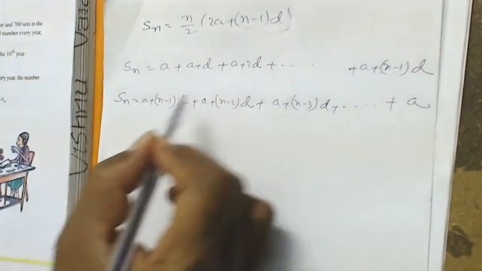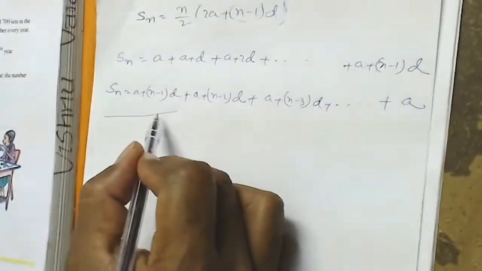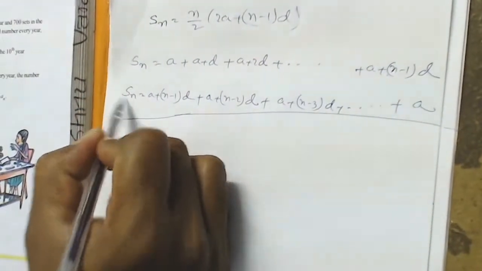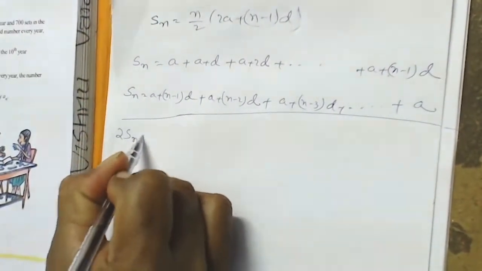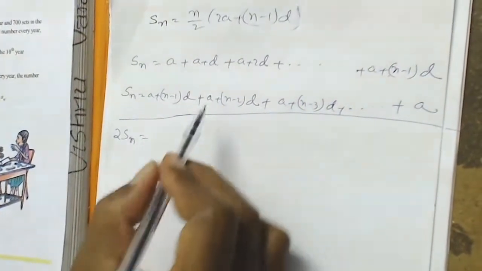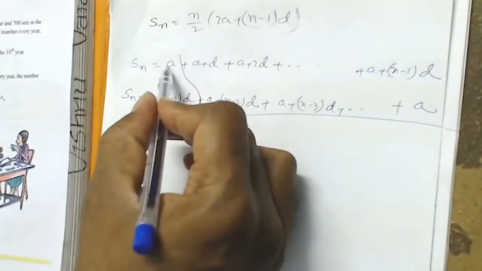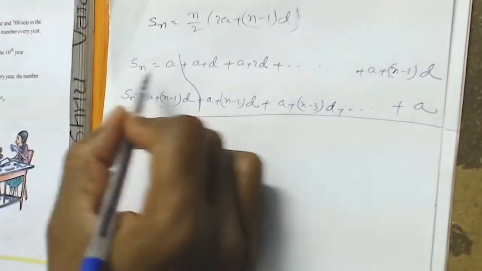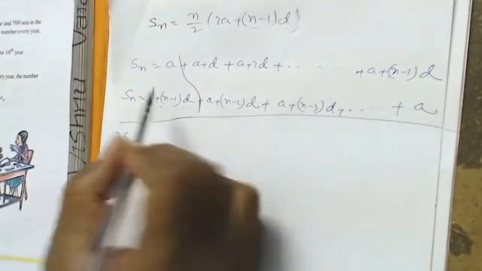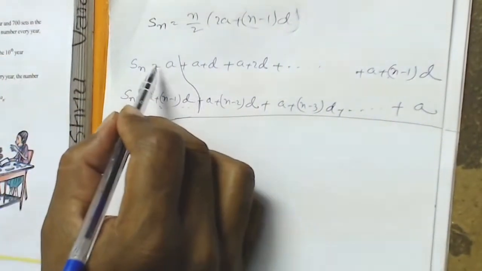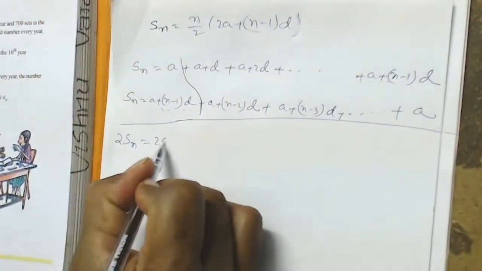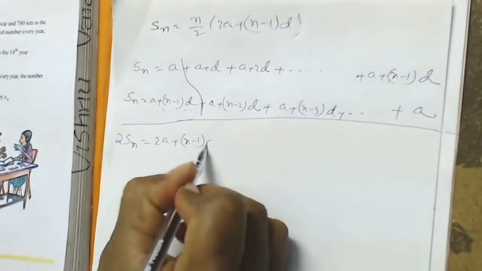Okay. Now what you have to do is add these two. These two you have to add. So for one Sn, if you add another Sn, you are getting 2 Sn on the LHS. And the first term I am adding here. What is the first term here? A. What is the first term here? A plus n minus 1 into D. What I did is, I wrote it from first to last, and then last to first, that's it. So if I add these two, I am getting 2a plus n minus 1 into D, I got it.